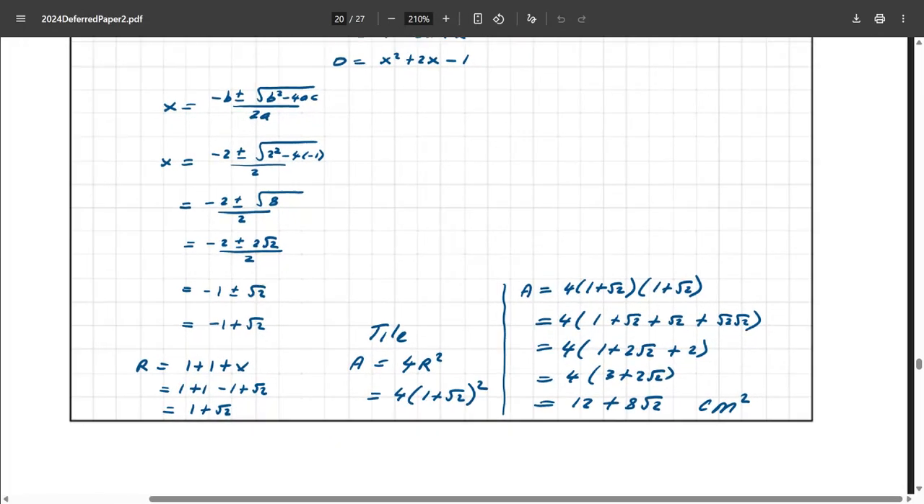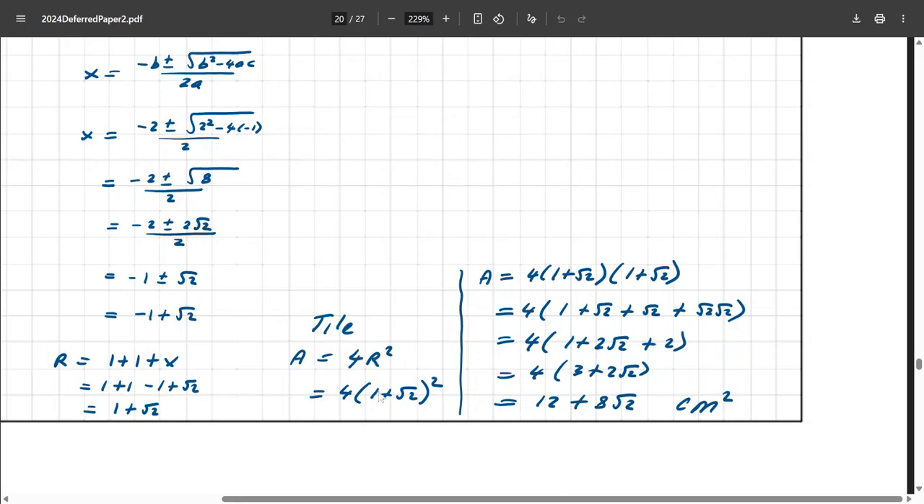Unfortunately, we're not finished yet. We have to now multiply out this bracket. 1 plus root 2 by 1 plus root 2. 1 by 1 is 1, root 2 by 1, there. Root 2 by root 2. Tidy up, root 2 by root 2 is 2, 2 and 1 is 3. Multiplied by 4, 4 by 3 is 12, 4 by 2 is 8 root 2.